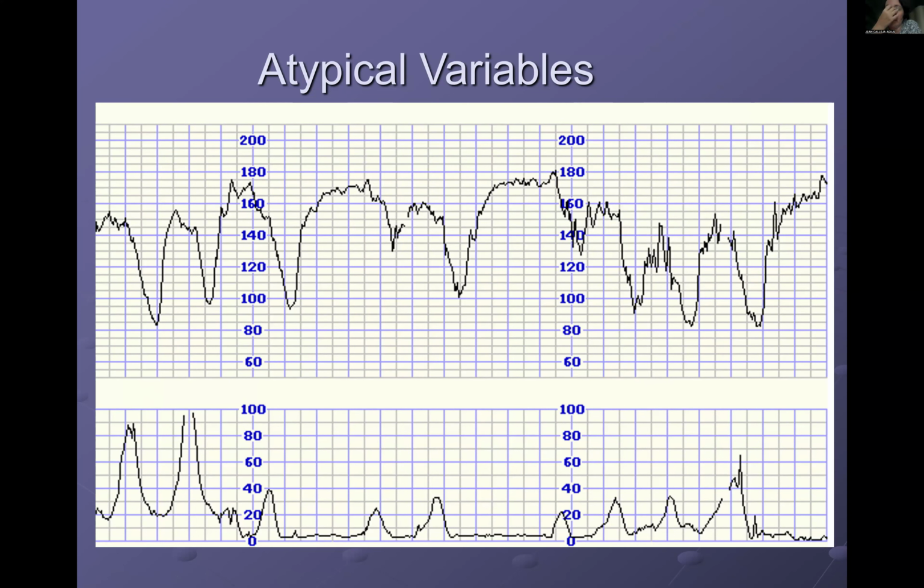So if she is fully dilated and she has been pushing, let's say, for some time, you're going to expedite the delivery.